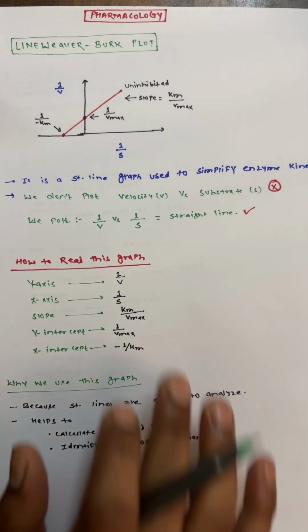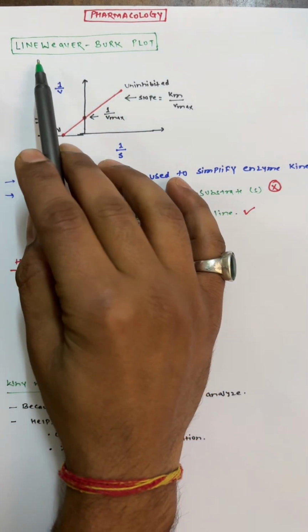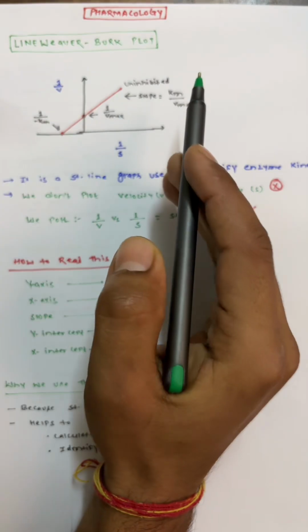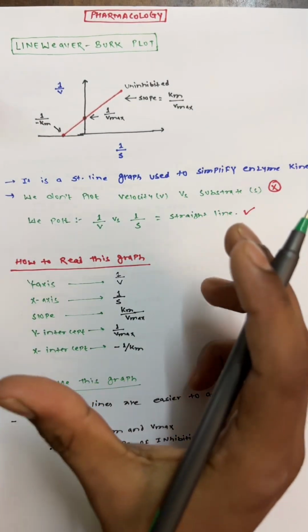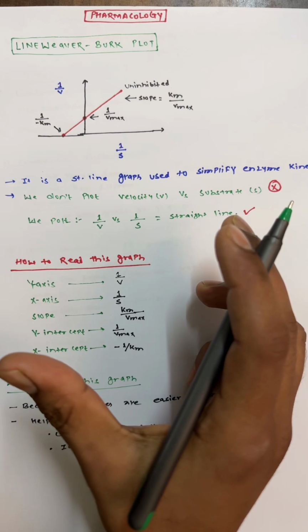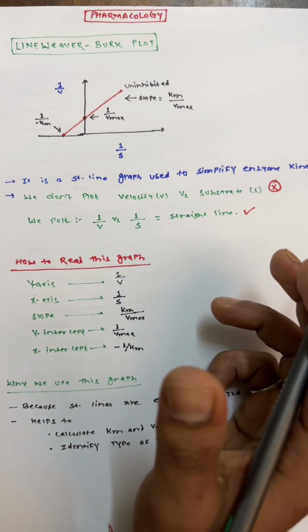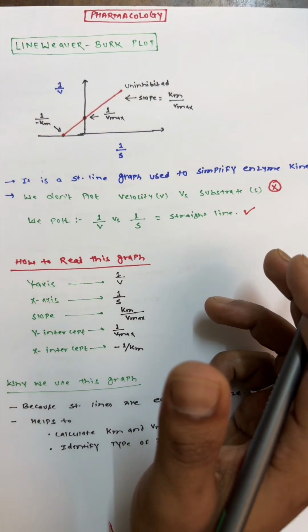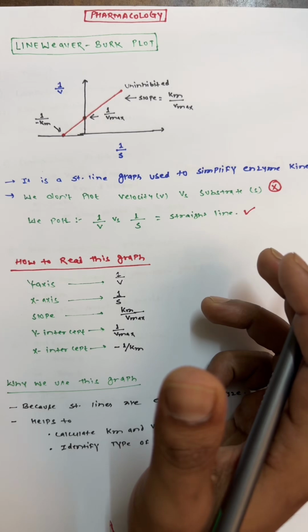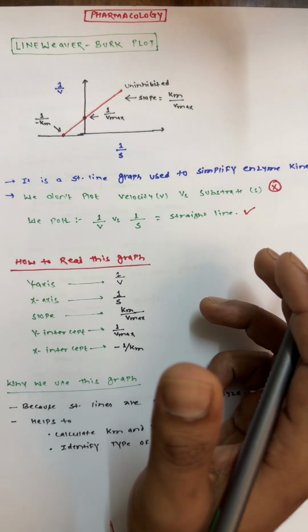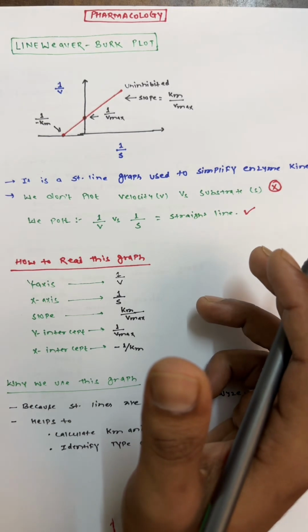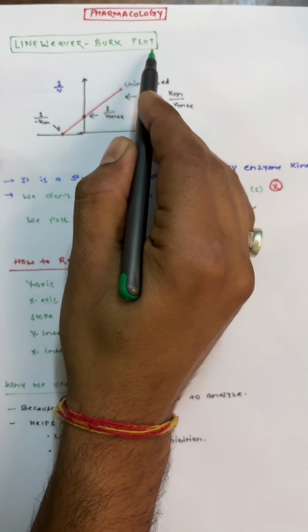First, let's understand what this Lineweaver-Burk plot is. In basic biochemistry, we look at velocity versus substrate concentration, which gives us a hyperbolic curve, as we have already discussed in the previous video on Michaelis-Menten kinetics. But let's be honest, curves are hard to calculate. So to simplify things, we use this Lineweaver-Burk plot.